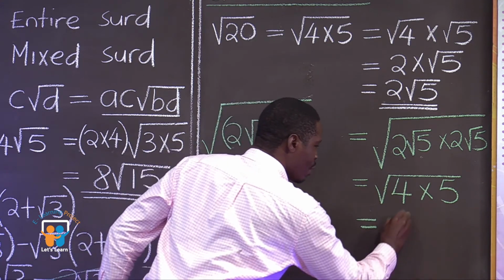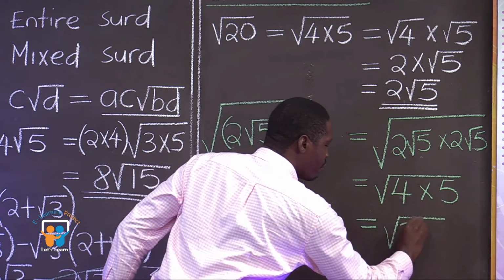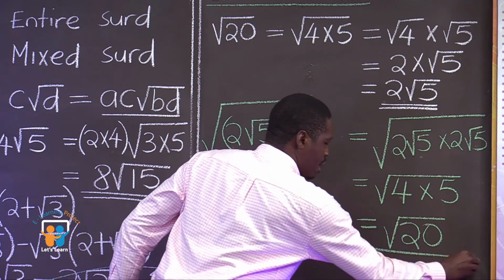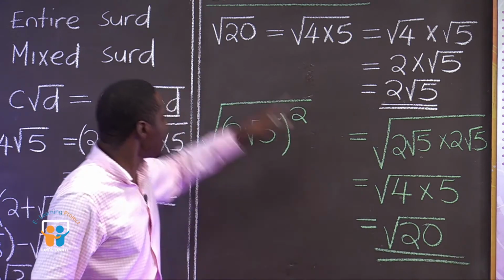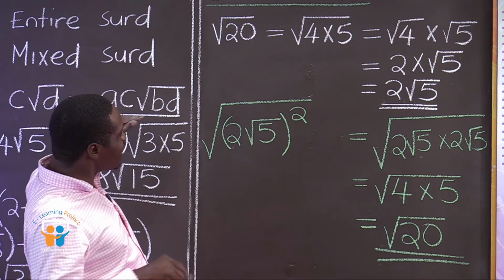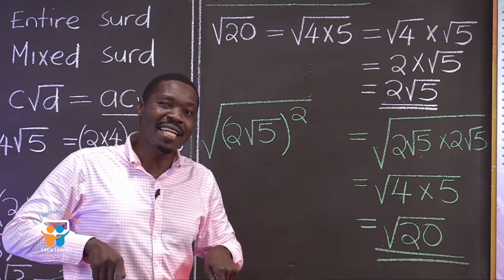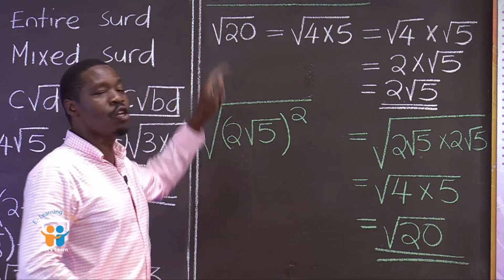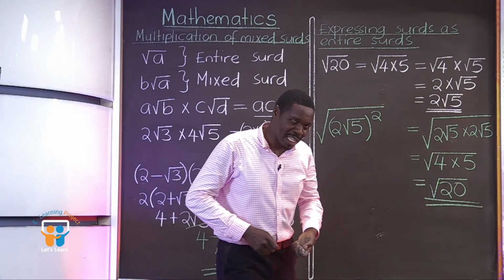This will now give us the root of 4 times 5, a 20. You get your root 20. It brings us back to the original question. That is what we call expressing a surd as an entire surd, taking it back to its original surd.